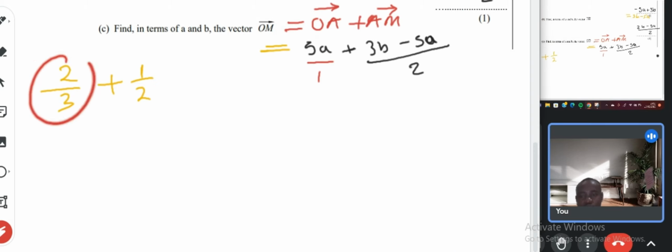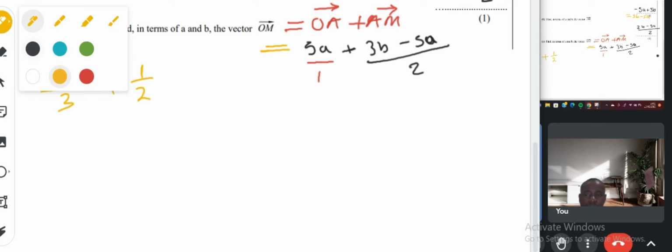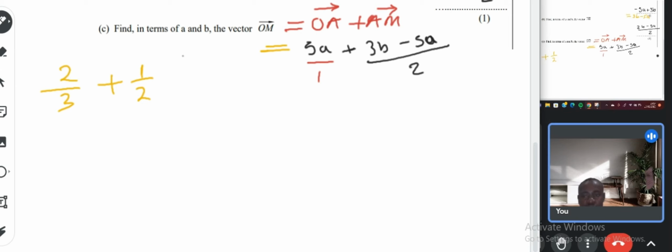Okay, first of all, 2 over 3 plus 1 over 2, what will you do? Change both the denominators to common denominators. So you will probably multiply this one by 2 and multiply this one by 3, isn't it? Yeah. 2 over 2 and 3 over 3. So do the same thing here.